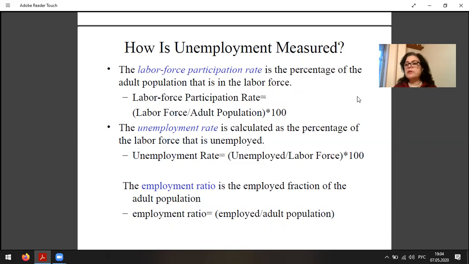The unemployment rate is calculated as the percentage of the labor force that is unemployed. Simply saying, the unemployment rate is the ratio of unemployed people. When we talk about the unemployed people, we have to understand that they are officially registered unemployed people. We find the ratio of the number of these people to the total labor force, and the result is multiplied by 100%.